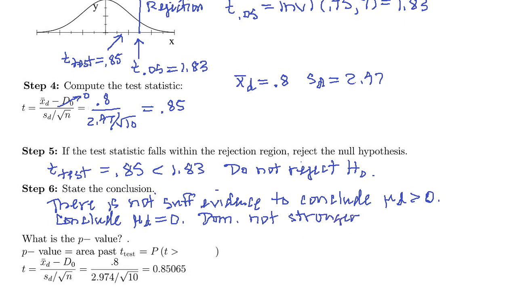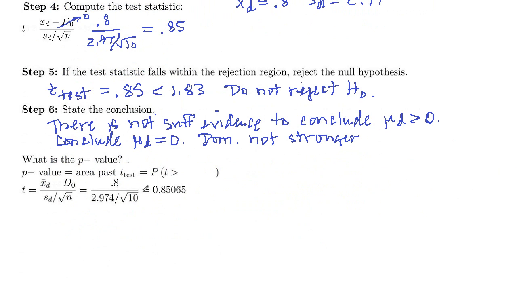We can verify this with p-values here. So our p-value is the area past the test statistic. That's the 0.85. So this will be probability that t is greater than 0.85. So we'll do that with TCDF. Right, here's our calculation for our test statistic, 0.85065. We'll put in the extra decimals here. Is our lower cutoff. Upper cutoff is infinity. We'll use 10,000. And degrees of freedom are 9.